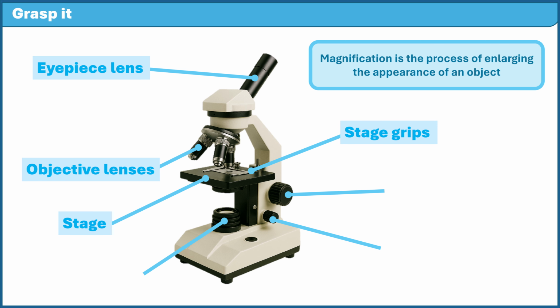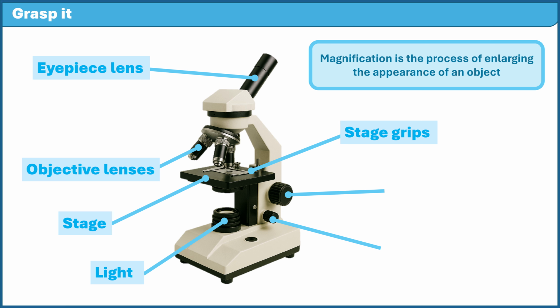Next we have the stage. This is where specimen slides sit, and the stage clips help to hold the slide in place so it doesn't slip off and break. Next we then have a light source. This helps to illuminate the specimen so we can actually see it. Sometimes instead of a light, microscopes have a mirror so you can reflect light into the eye.